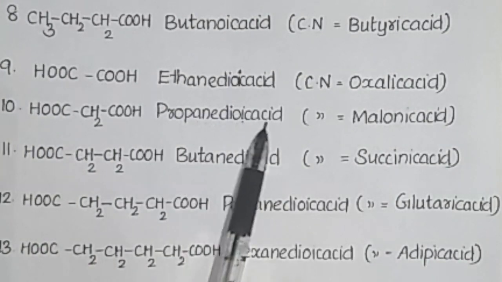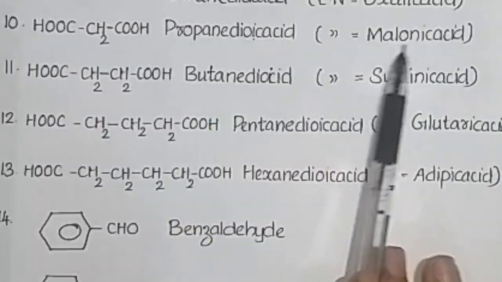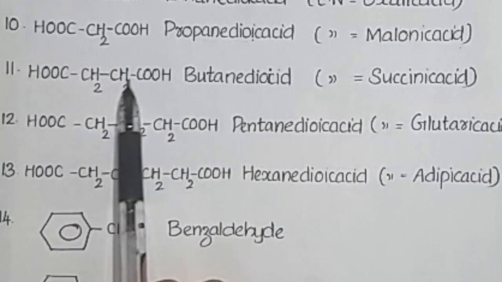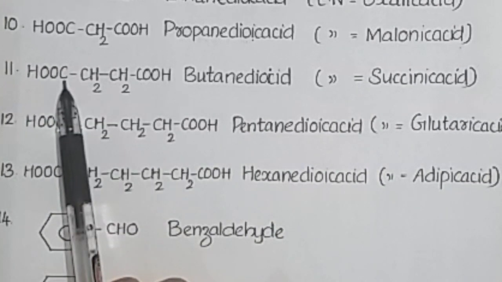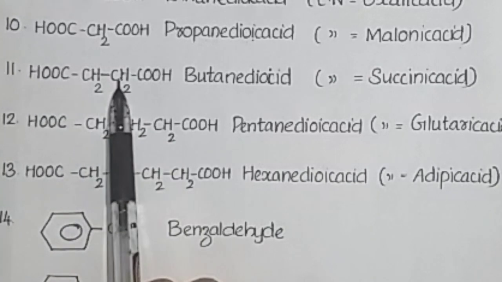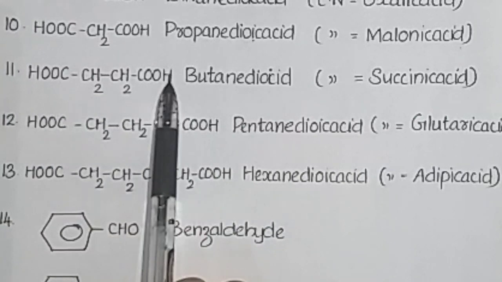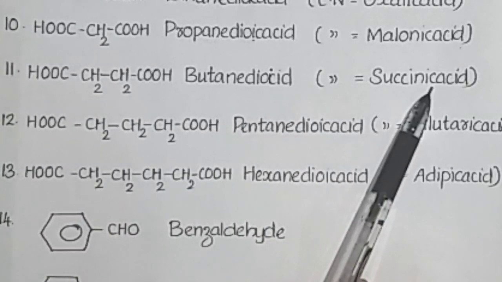So propane dioic acid, common name malonic acid. The next one, COOH, CH2, CH2, COOH. Now how many carbon atoms? 1, 2, 3, 4. 4 carbon atoms. So butane dioic acid. Common name succinic acid.